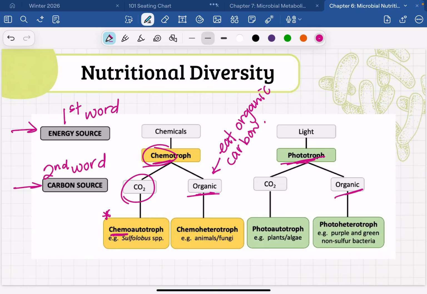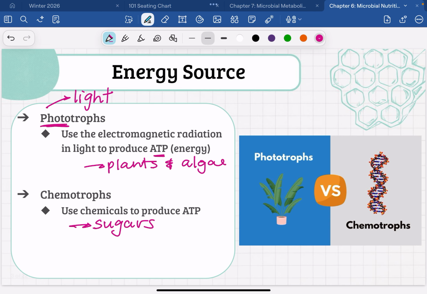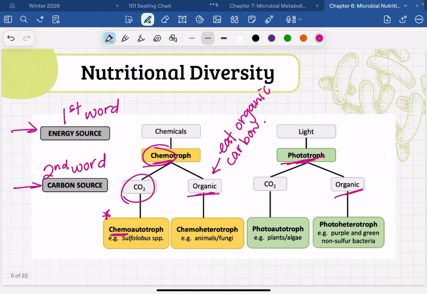Now, you don't necessarily have to memorize these words together. Like if I ask you what a photoheterotroph is, you don't necessarily have to memorize those words together, but if you memorize what this means, you'll be able to figure out what this means. Okay. Now, the 4 categories that we have here, 2 of them are relatively unusual, okay?